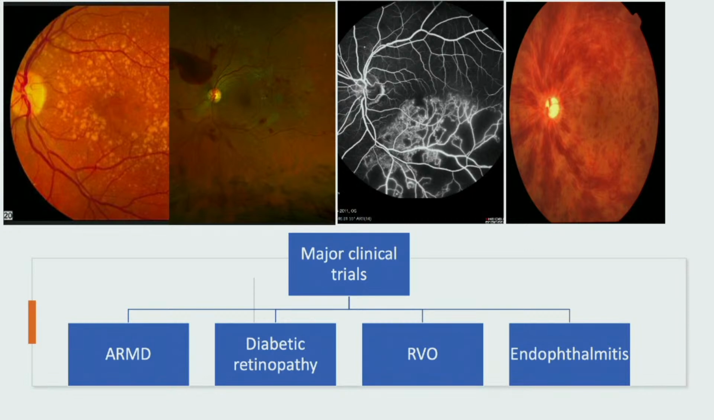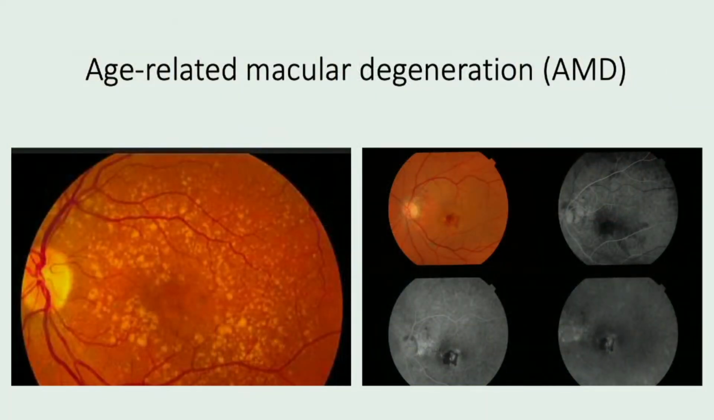So I have kind of divided them into these 4 topics. We'll be discussing AMD, DR, RVO, and endophthalmitis, because this covers the majority of the clinical trials that one should keep in mind when we talk about medical retina.